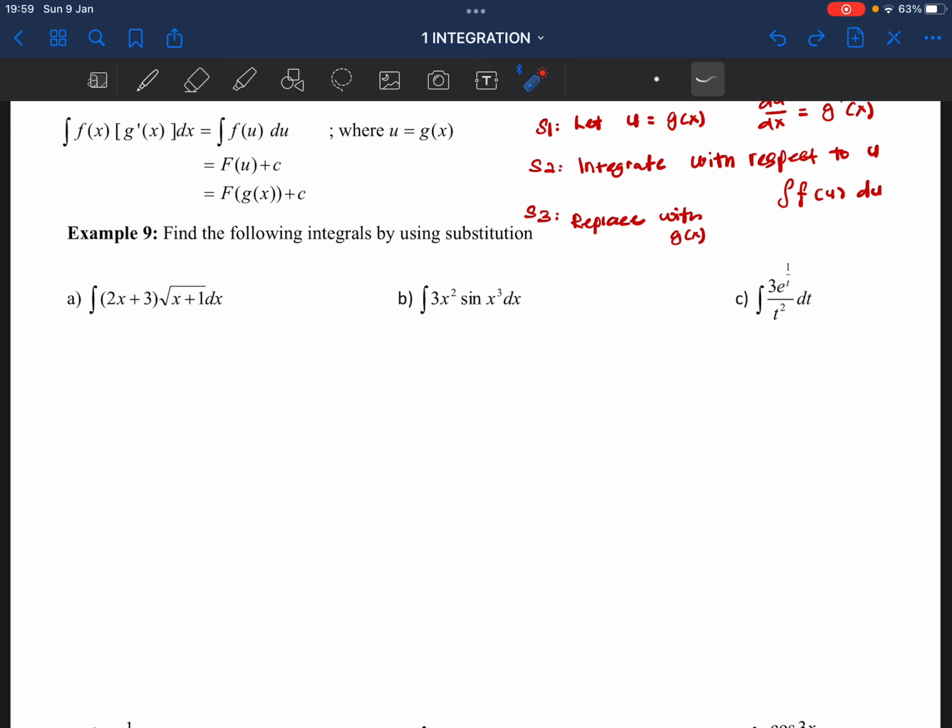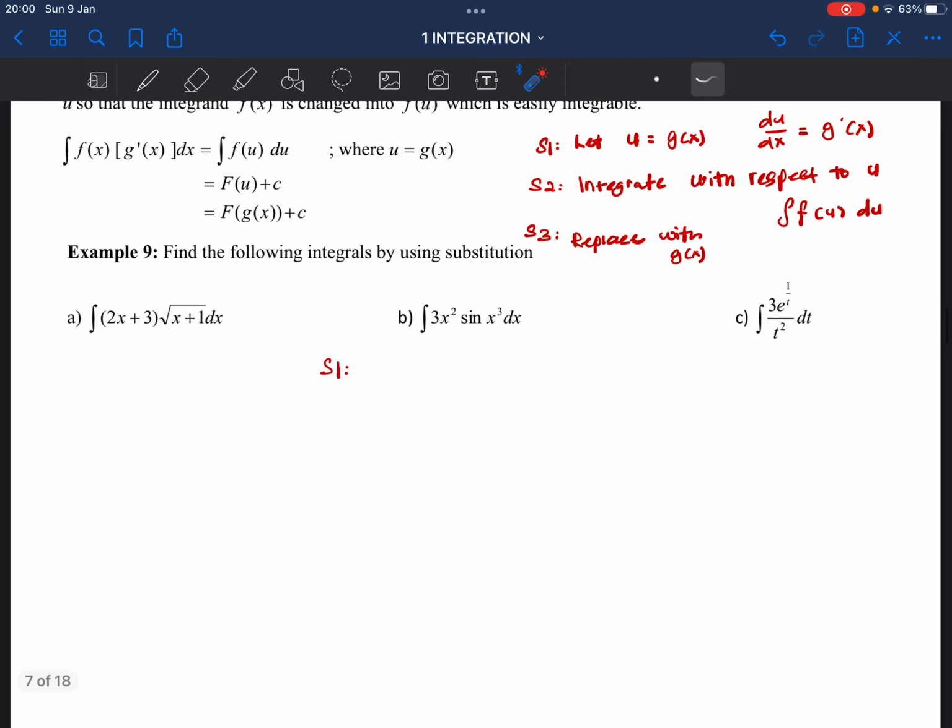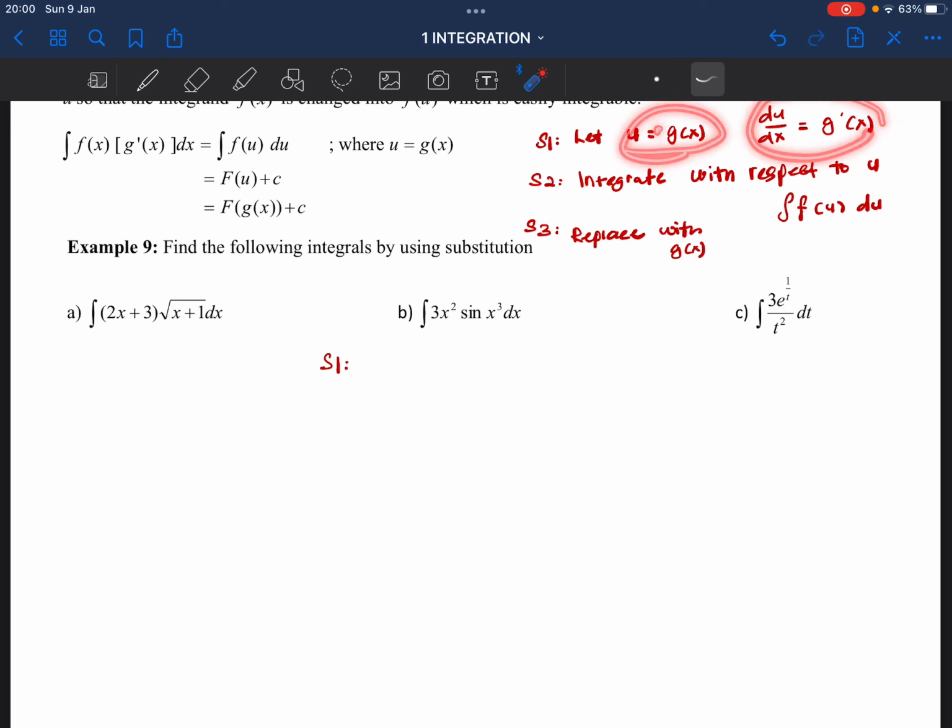Let's do the first step, step 1. Step 1 is we have to choose our u. Which one do we want to choose as our u? Is it 3x square or is it sine x cube? Remember, if you choose your u, you have to differentiate, du over dx, and it has to appear in here. In here, x cube. When we differentiate x cube, you will get 3x square, which is your 3x square. So that's why I will be choosing x cube as our u.